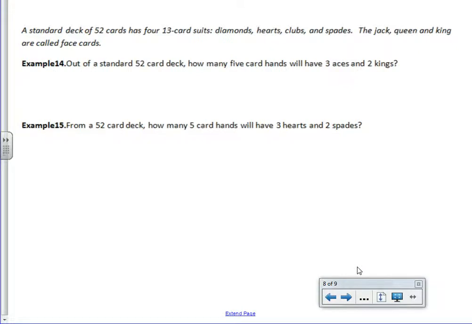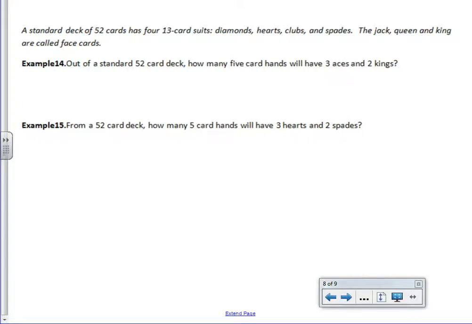It's 52 cards, half of them black, half of them red. There's 4 suits. Hearts and diamonds are red. Clubs and spades are black. Each suit has 13 cards because there's a 2, 3, 4, 5, 6, 7, 8, 9, 10, jack, queen, king, and ace. And that makes up all 52 cards. We're not talking about jokers in these decks at all.